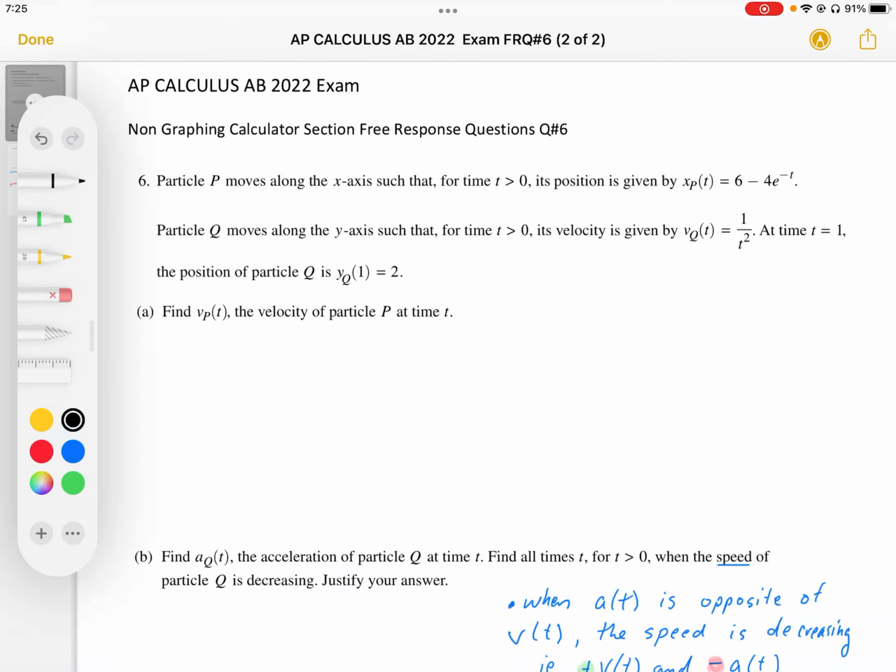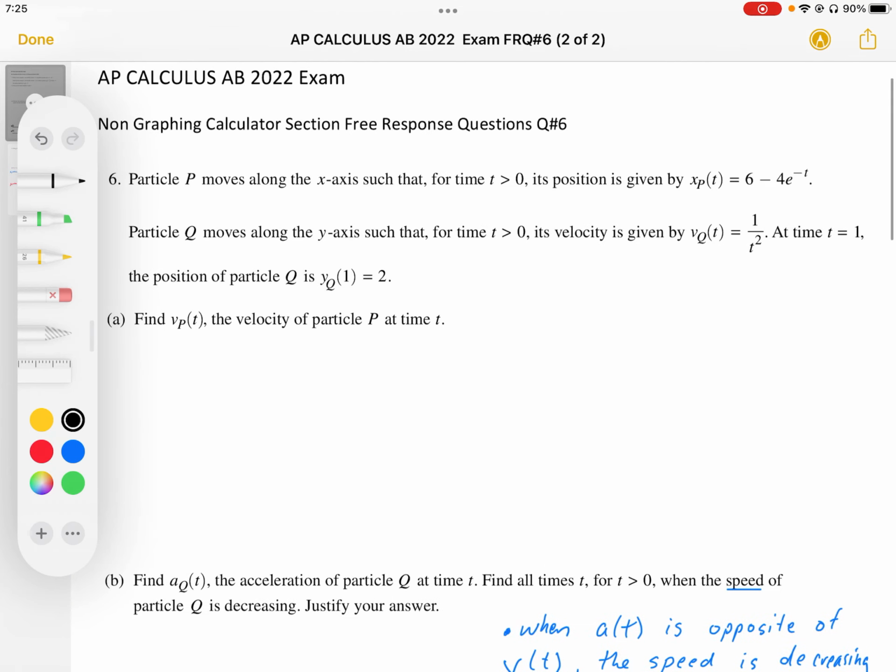Number 6. A particle P moves along the x-axis for t greater than 0, and its position is given by the position function x_P(t) is equal to 6 minus 4e to the negative t. So this is moving along the horizontal, and this is a position function. I'm just going to note this is the position.